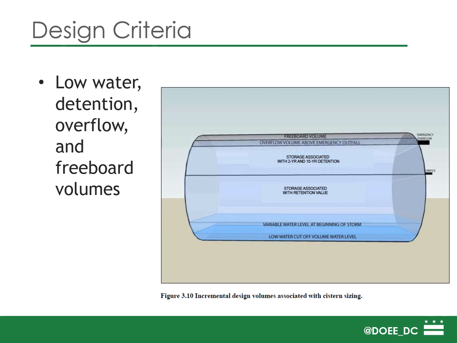We can look at the design based on these different sections of volume. So the design is based on the low water, you can see here at the bottom, the detention, overflow, and the freeboard volumes. All right, so where your overflow and where your outlet pipes or valves are located will determine the available storage that is associated with your retention.